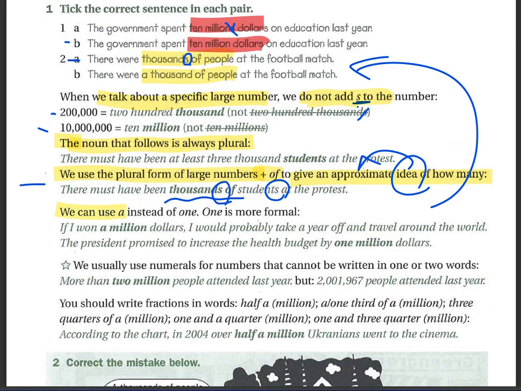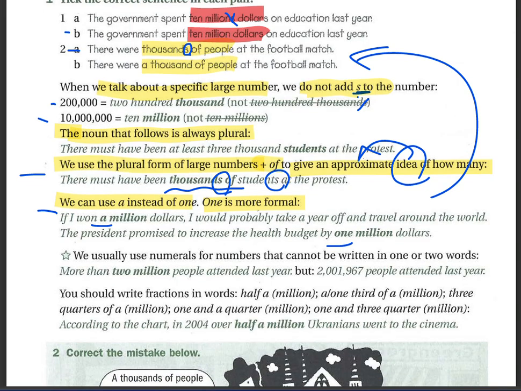We can use a instead of one. One is more formal. Look at here. If I won $1 million, I would probably take a year off and travel around the world. So if I won a million or 1 million, both of them are correct. As you can see, in the second sentence it is 1 million.